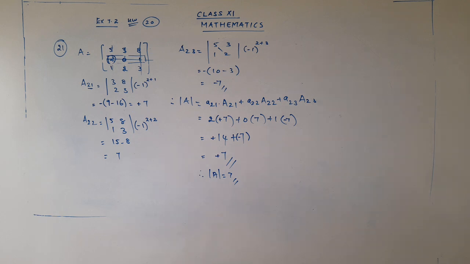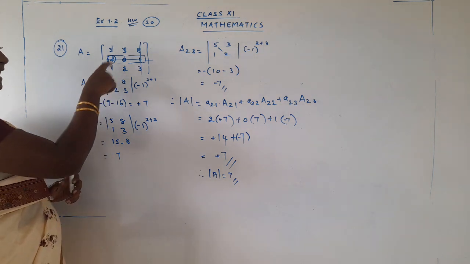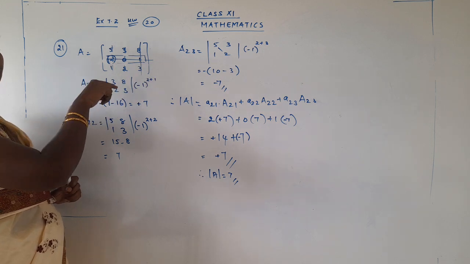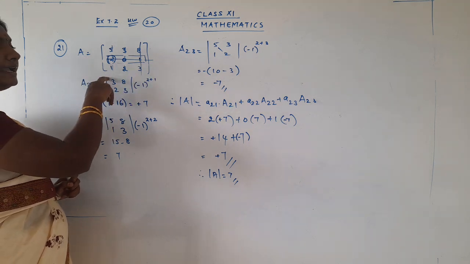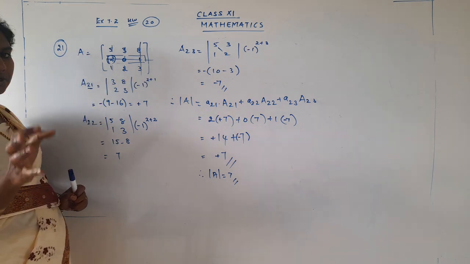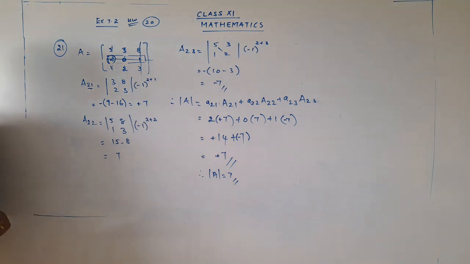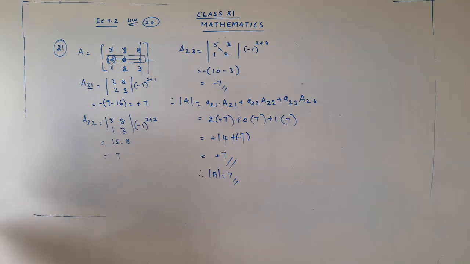If you are talking about the third row evaluation, how do you get the answer? A31, A32, A33, with their respective determinants. According to the question, you have to take the values and get the answer. So this was our sum number 21, the last sum of exercise 7.2.